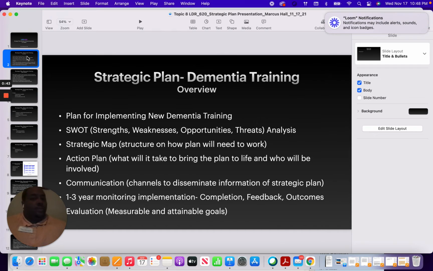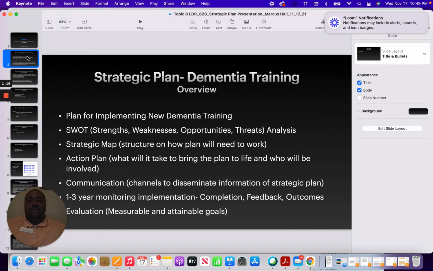Here's a general overview of the strategic plan for the dementia training program. The plan for implementing the new dementia training. We also conducted a SWOT analysis of the strengths, weaknesses, opportunities, and threats. We also included a strategic map, basically the structure of how we're going to plan. This plan will work for multiple years.